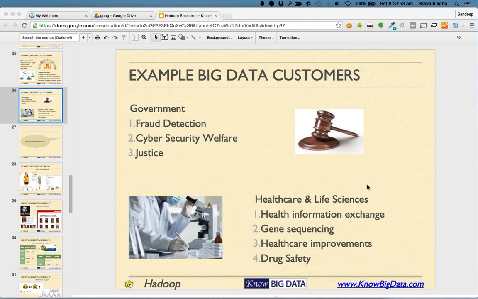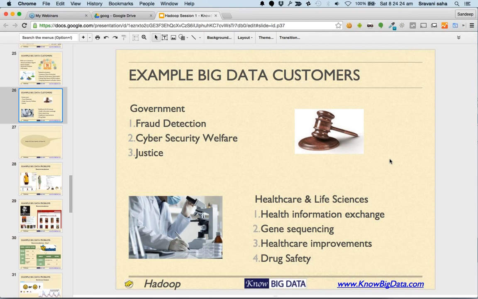The other big data customers are governments. Some governments are already using big data for fraud detection, cyber security, welfare, and for justice, as in figuring out laws and tracking everything. So there's a huge requirement for computing tools which can work on humongous data.